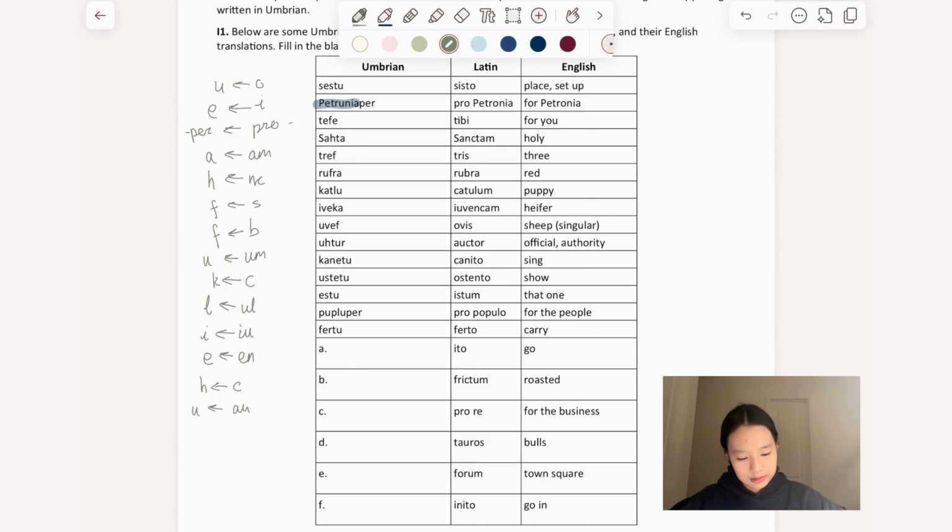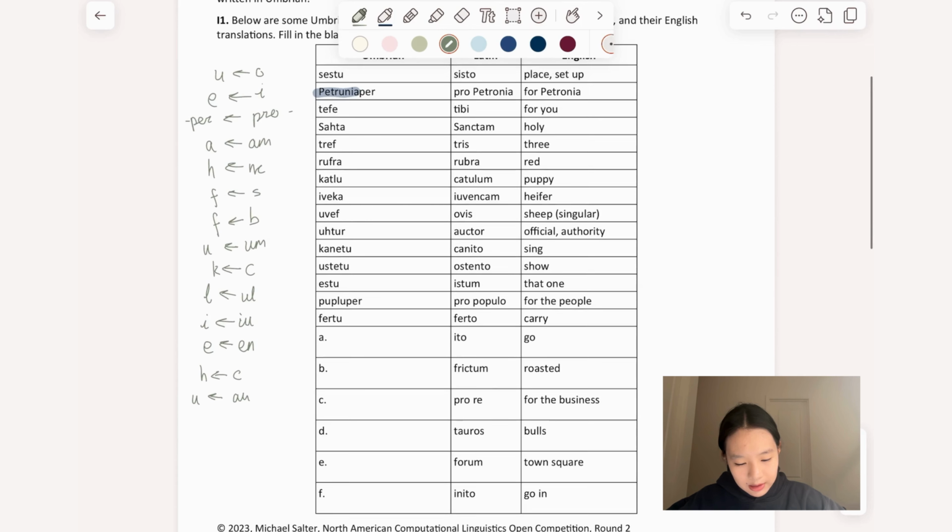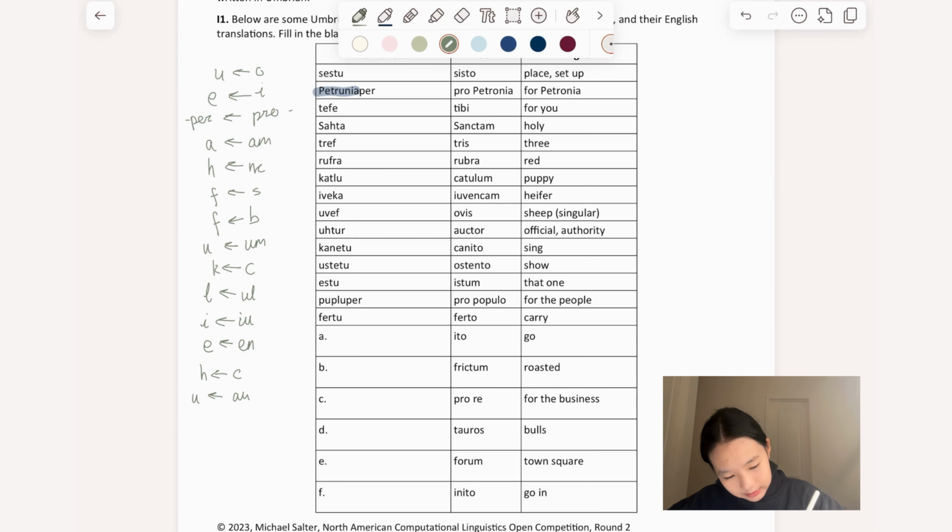So then we can use the list that we already have to fill out the Umbrian in the rest of the table. So here we have ito, and then the I becomes an E, the T stays the same, and we end with a U. So that's etu instead of ito. And then frictum, well, the F stays the same and the R also stays the same, but the I becomes an E, and then the C becomes an H, and then there's a T, and the UM just becomes U, so it's fretu. And then the pro-re is similar to the pro-populo and the pro-petronia, so that's just going to become RE, and then we have the per at the end, per.